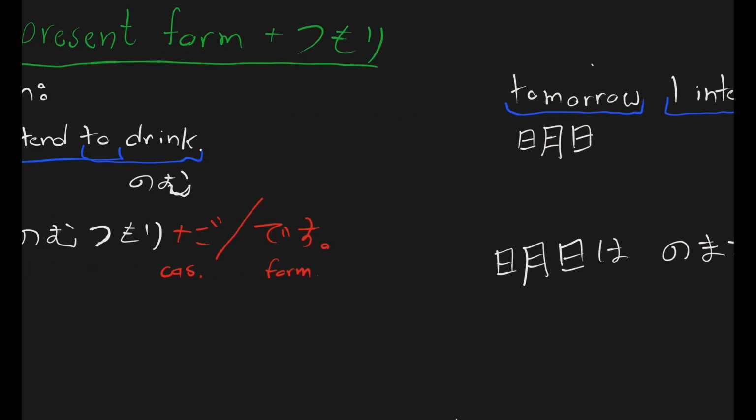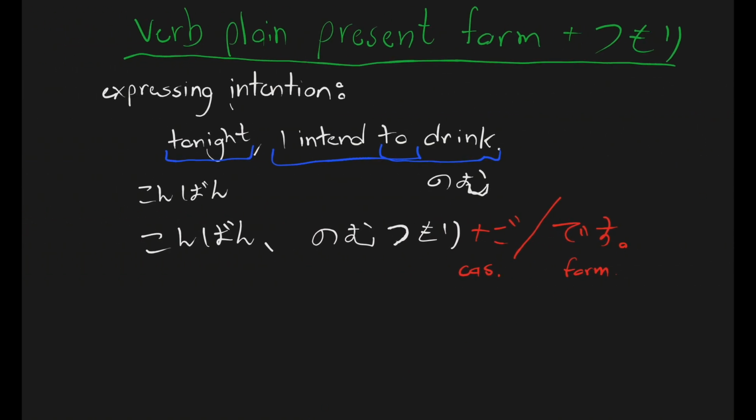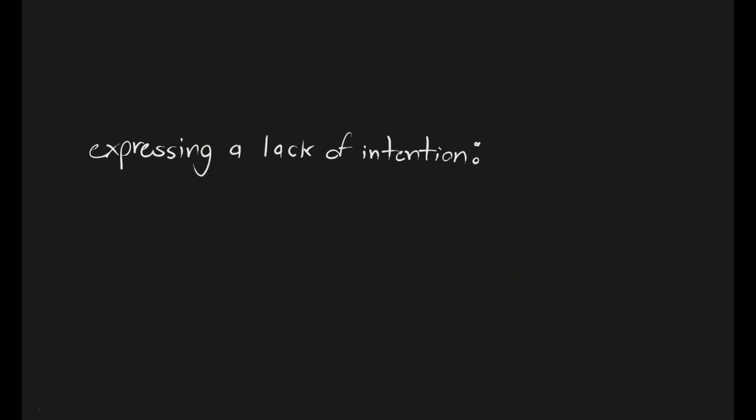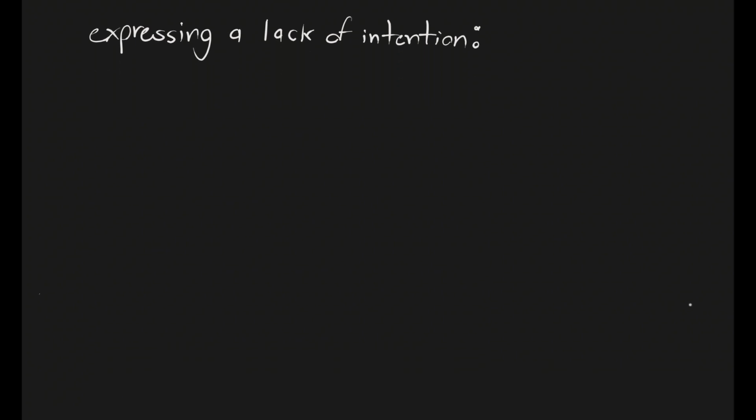Let's go back over here and let's go down. So this is a new part. How do we express a lack of intention? To do that, it's not going to be making the verb negative as we did in the example before. That just made it an intention not to do something, but it wasn't giving a lack of intention. There was still intention. So how would we do this?